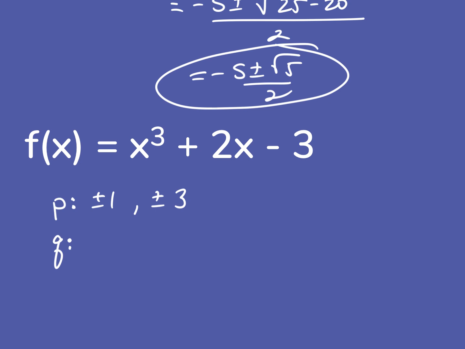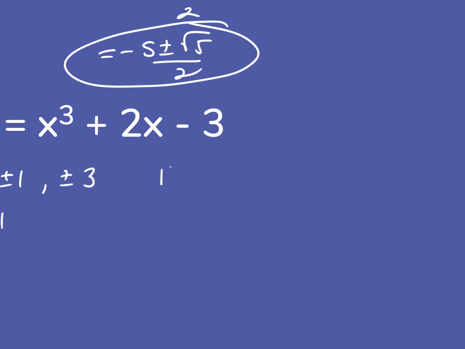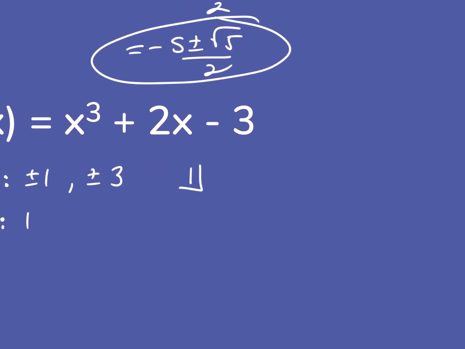Let's see what works and what doesn't. I always start with 1. If 1 doesn't work, I go to negative 1. Then I go to 3, then I go negative 3. If you guys want to jump around, that's up to you. I just don't think that's a good idea. So let's try 1. Does 1 work? So what are your coefficients?